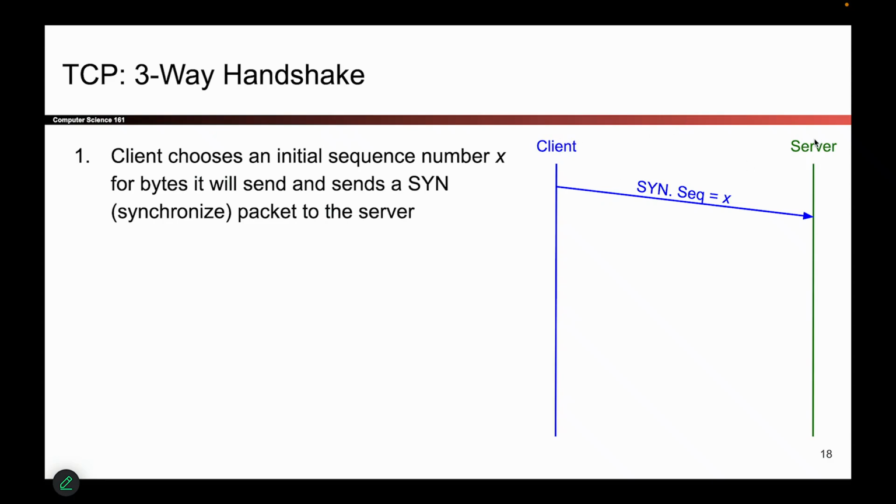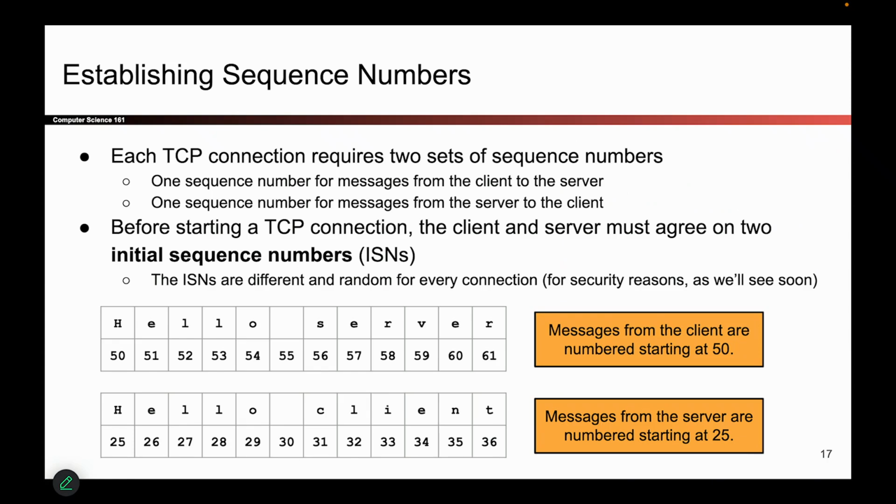It's just very common that one of them is a client asking for a service, and one of them is a server offering a service. But if you want to change this to Alice and Bob, that's totally fine too. So anyway, the client and the server have to agree on the initial sequence numbers, which were chosen randomly. For example, somehow the client and the server have to both agree that the server is starting at 25 and counting up, and the client is starting at 50 and counting upwards.